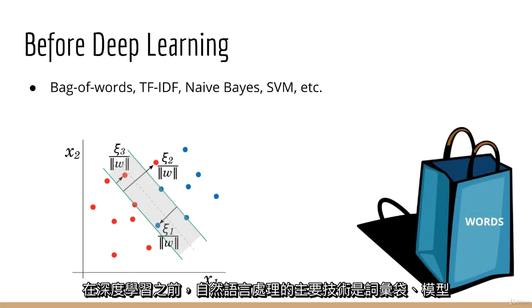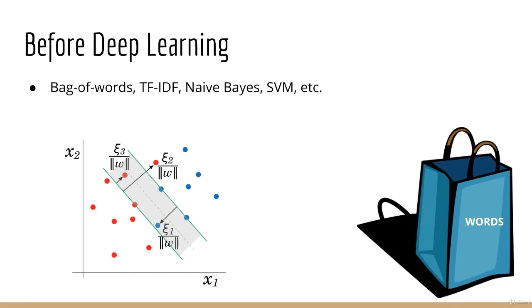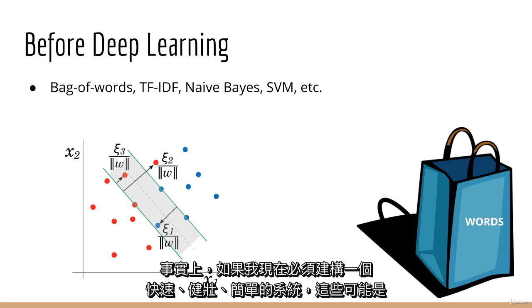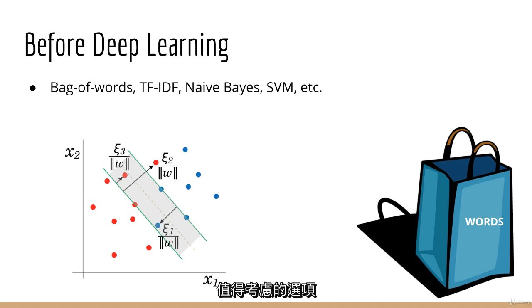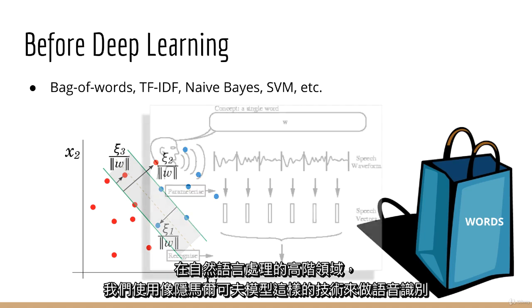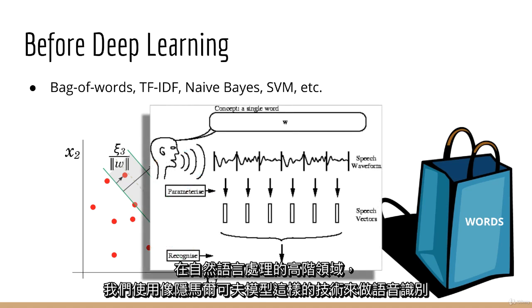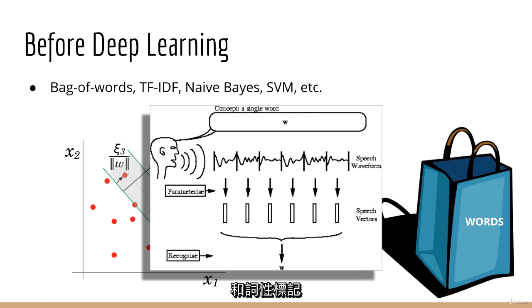Before deep learning, the main techniques in NLP were the bag of words model and techniques like TF-IDF, naive Bayes, and support vector machines. Granted, these techniques are not bad at all. In fact, if I had to build a quick, robust, simple system today, these would be options that might be worth considering. In advanced areas of NLP, we use techniques like hidden Markov models to do things like speech recognition and parts of speech tagging.